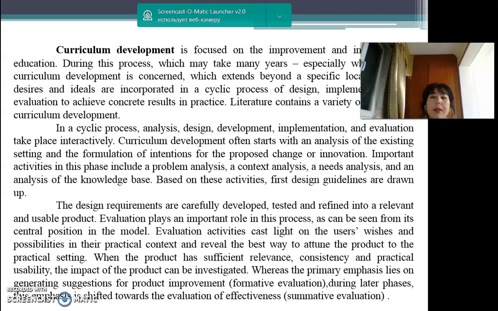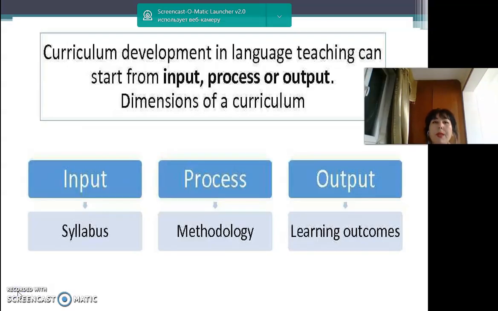Whereas the primary emphasis lies on generating suggestions for product improvement, formative evaluation, during later phases this emphasis is shifted towards the evaluation of effectiveness, summative evaluation. Curriculum development in language teaching can start from input, which means syllabus, process, which means methodology, and output, its learning outcomes, dimensions of a curriculum.